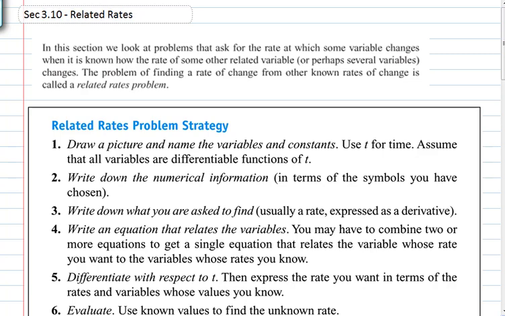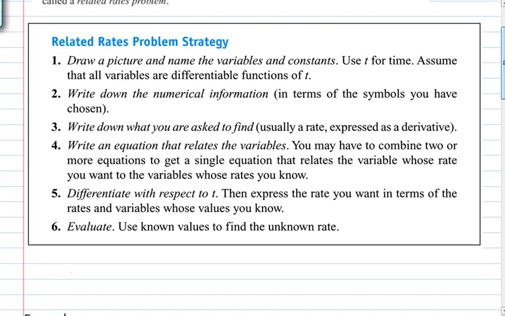No, it's related rates. This is where we get to look at the applications of what we're doing. So in this section, we look at problems that ask for the rate at which some variables change when it is known how the rate of other variables or related variables change. So the problem of finding a rate of change from other known rates of change is called a related rate problem.